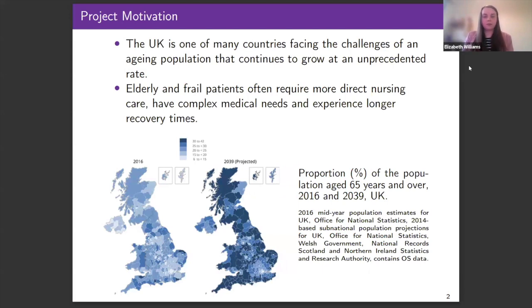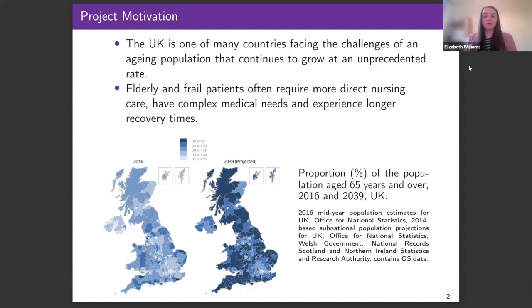So firstly, I'm going to talk a bit about the motivation. The UK is just one of many countries facing the challenges of an aging population, and it's continuing to grow at an unprecedented rate. Elderly and frail patients often require more direct nursing care. They have more complex needs and they experience longer recovery times in hospital. Traditionally, these patients can often be included within the general adult population when looking at modelling, but the issue is they have longer recovery times in hospital, so they should be considered separately.